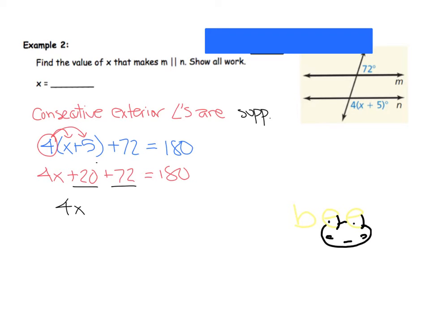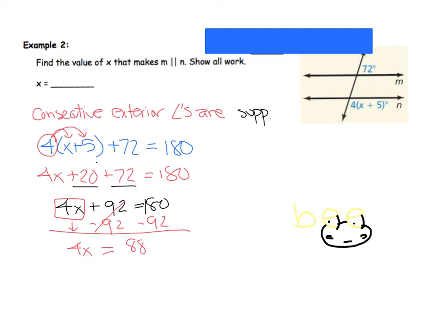So we get 4x plus 92 equals 180. And now let's actually solve. So box around my 4x. We're going to subtract 92 from both sides. All right, so I bring down what's in my box. 4x, that canceled out, equals 180 minus 92 is 88.